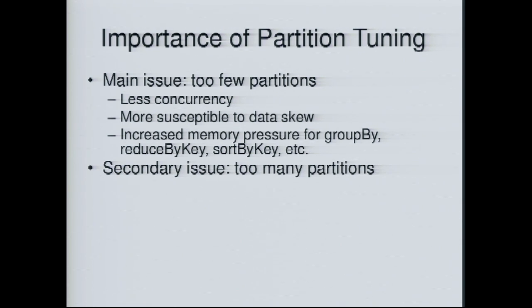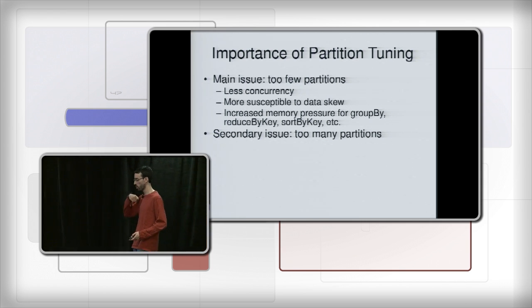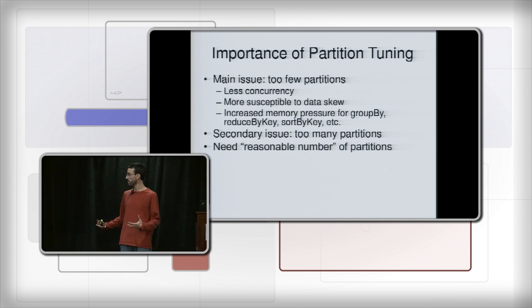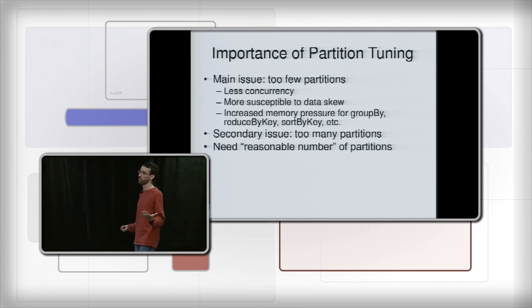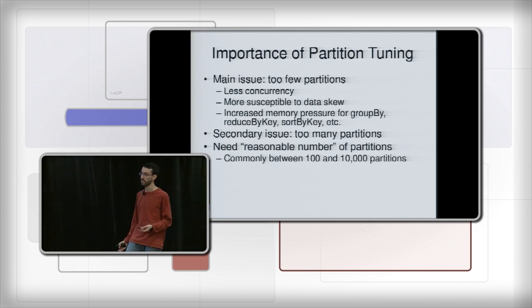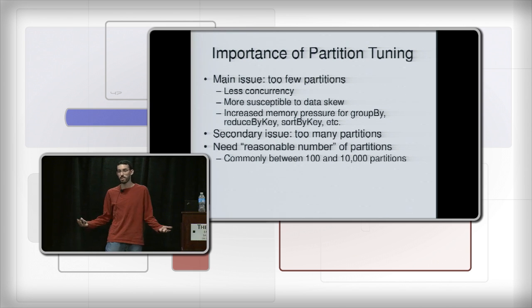A secondary issue is actually having too many partitions. This isn't too interesting. You'll see this very quickly when you see that it took way longer to schedule the tasks than it did to actually execute them, because it's executed in like 1 millisecond or something. So, all right, what we need really is just a reasonable number of partitions. And just to give you a very hand-wavy sense of what we see commonly, so you don't think that something is insane, very commonly we'll see between 100 and 10,000 partitions. So if you think, oh, I need 1,000 partitions, that's a very reasonable number.